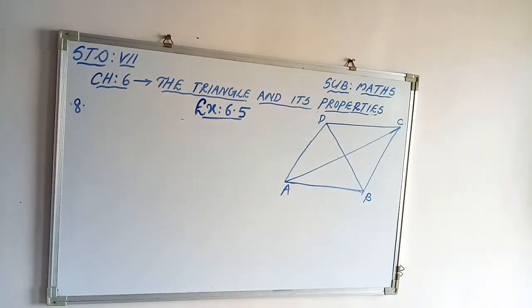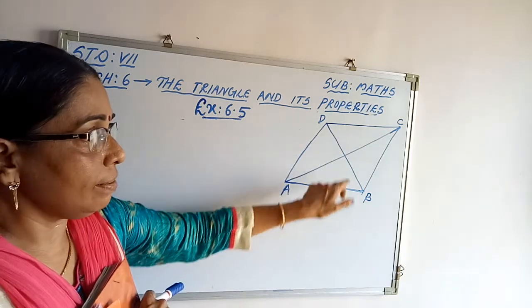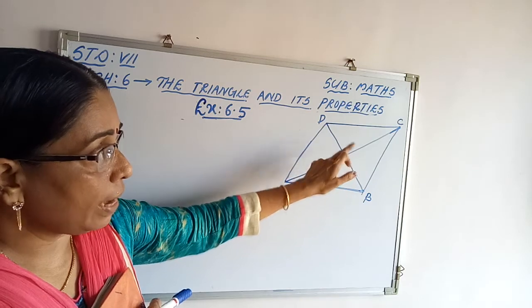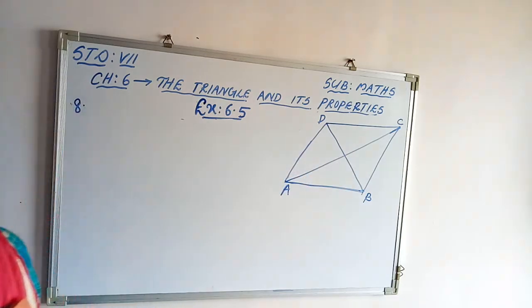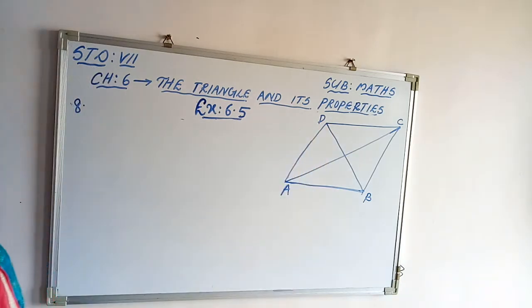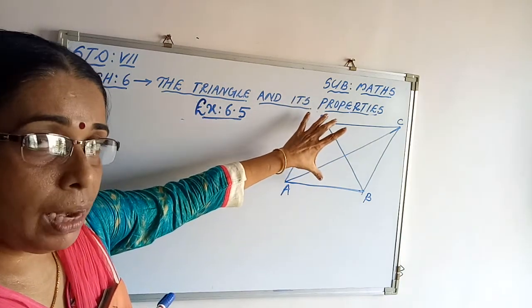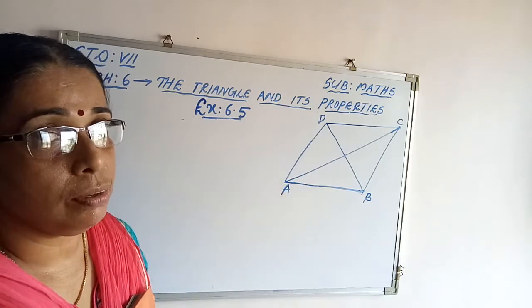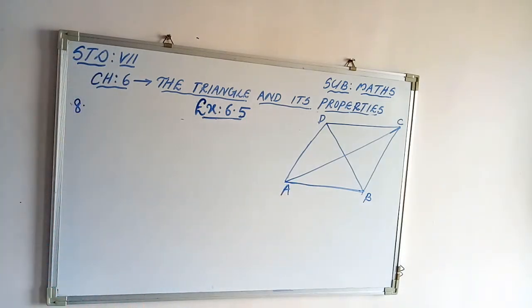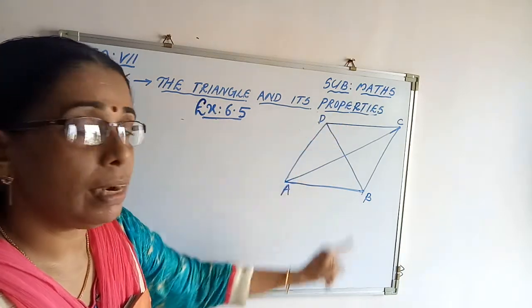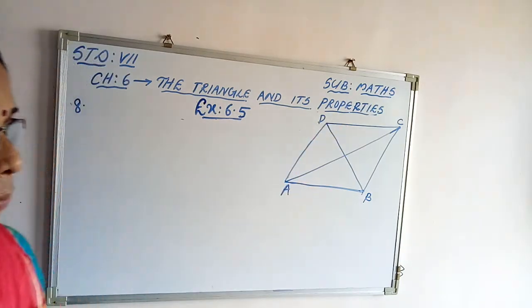You know, in a rhombus, the opposite sides are parallel, and the sides are of equal length, but the angles are not 90 degree. In a square, the opposite sides are parallel and all the sides are of equal length, but each angle measures 90 degree. But in a rhombus, all sides are equal, opposite sides are parallel, but the angles are not 90 degree.